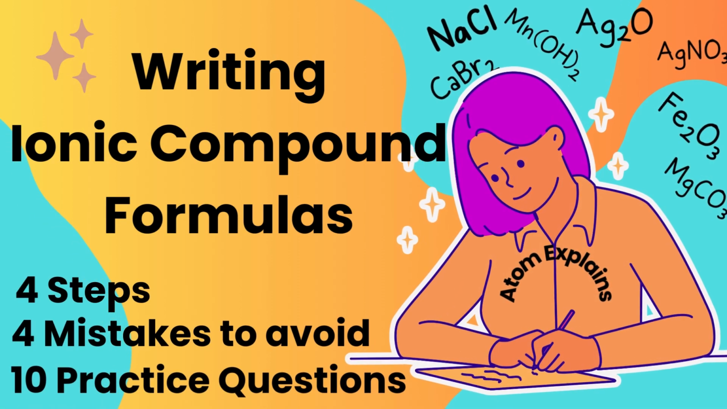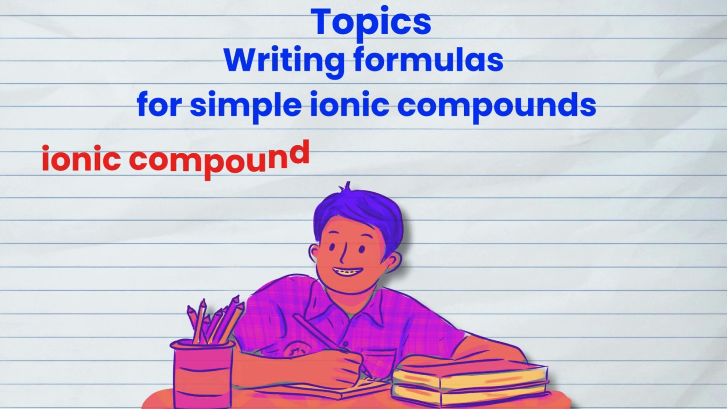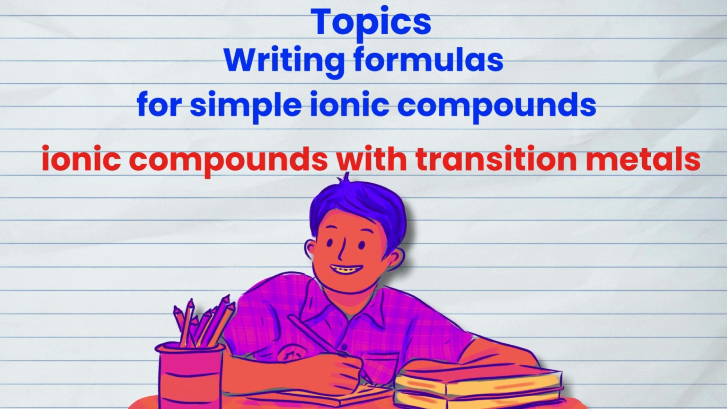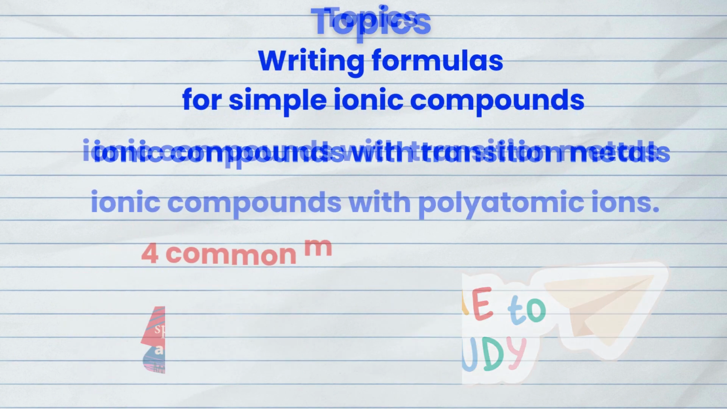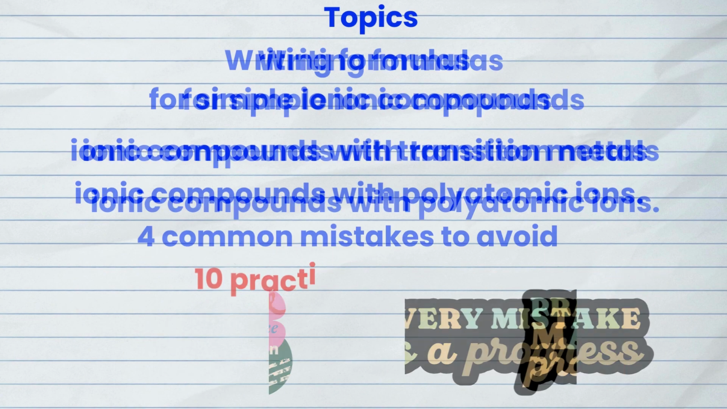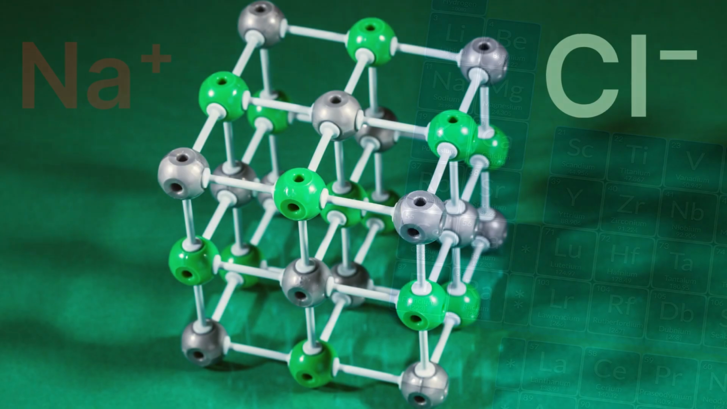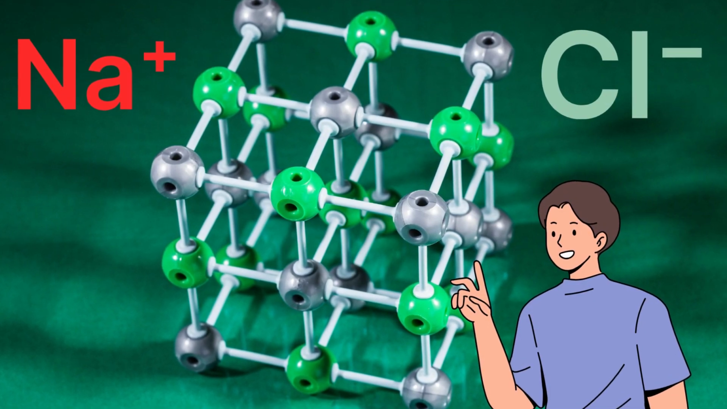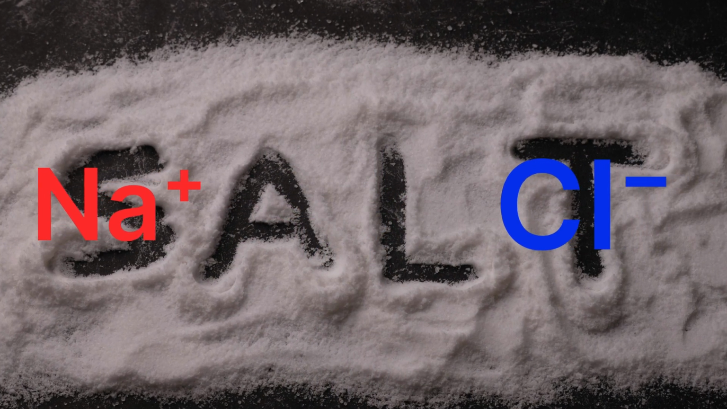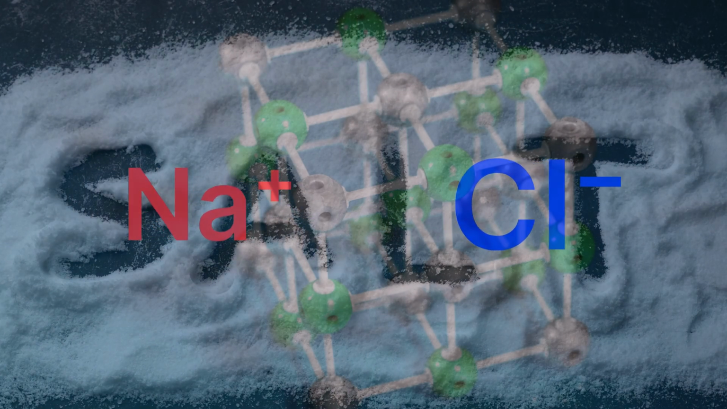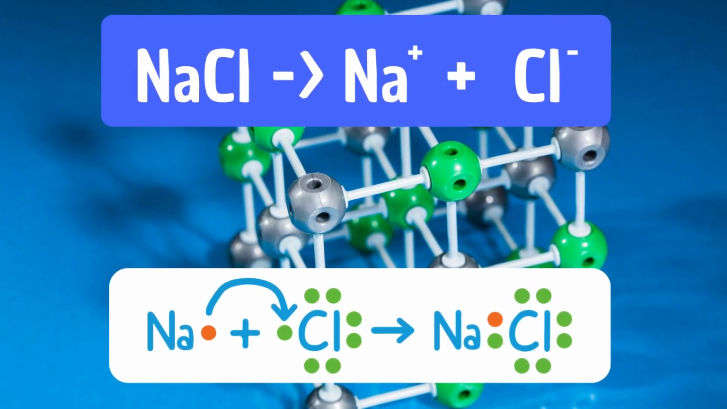In this lesson, we'll discuss the process of writing formulas for simple ionic compounds, ionic compounds with transition metals, ionic compounds with polyatomic ions, 4 common mistakes to avoid, and 10 practice questions. What is an ionic compound? An ionic compound consists of oppositely charged ions. The electrostatic attraction, or the ionic bond, between the positive cations and the negative anions holds them together.